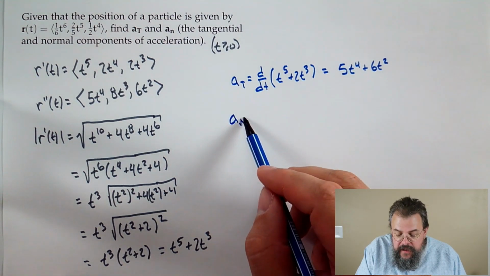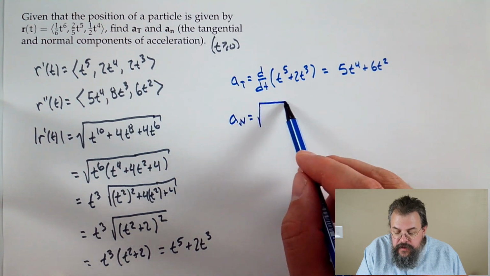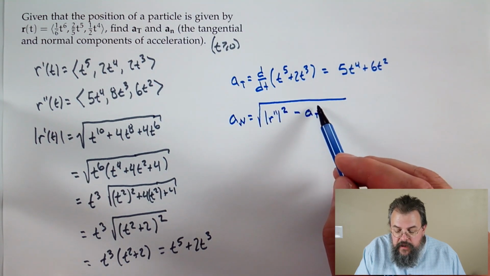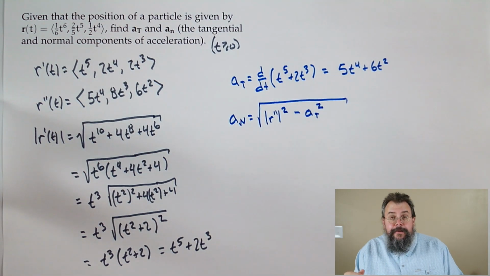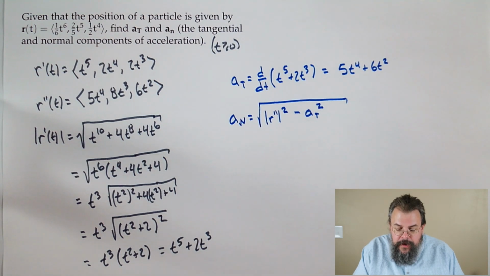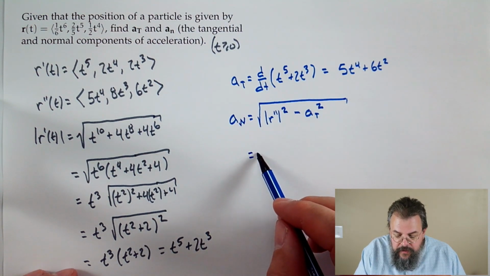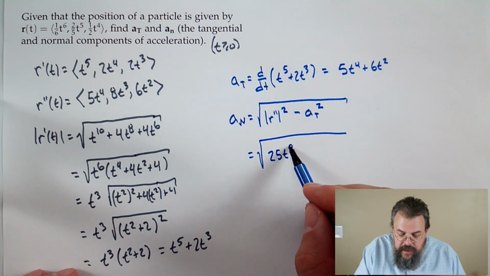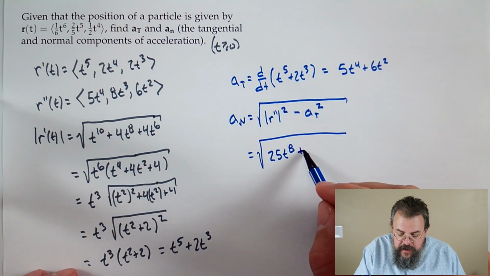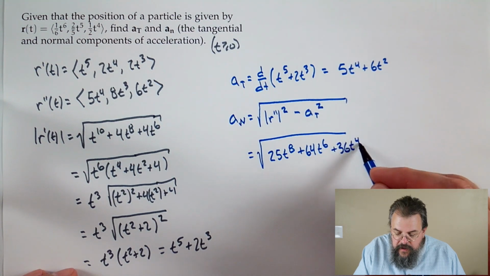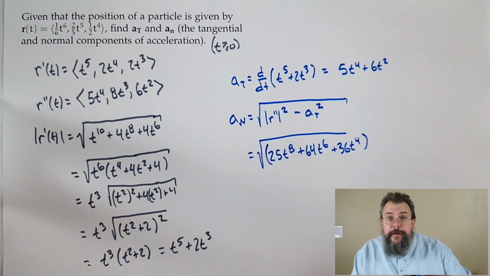Well, a sub n is equal to the square root of the magnitude of r double prime squared minus a sub t squared. Right? That's the formula. Take the magnitude of acceleration squared and subtract out a sub t quantity squared. All right, so what do we have? Well, this is the square root of, going through it term by term, 25t to the 8th, 64t to the 6th, 36t to the 4th. All right, that's just the magnitude of r double prime squared.